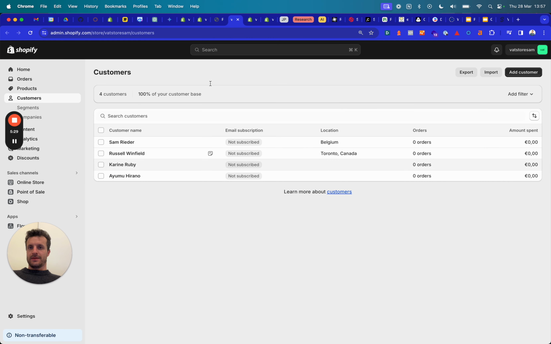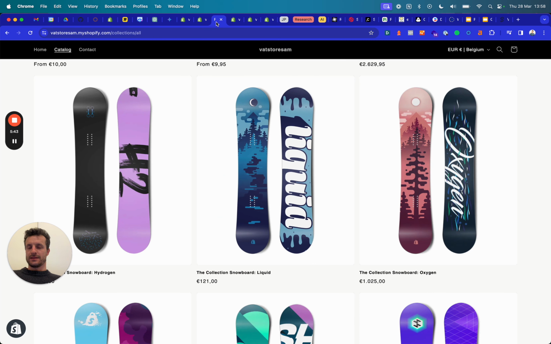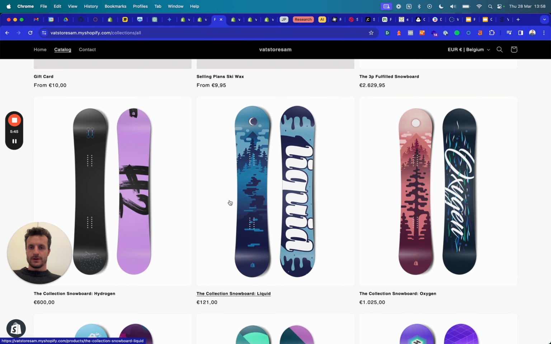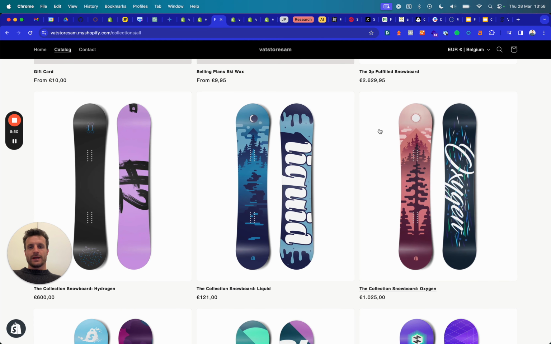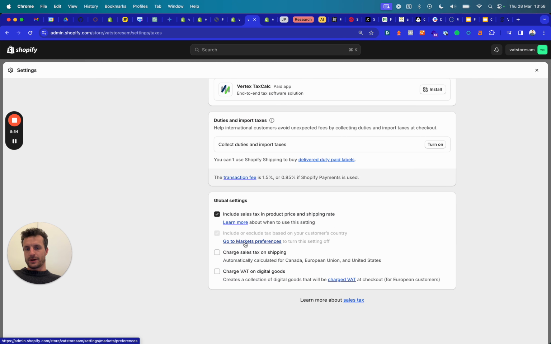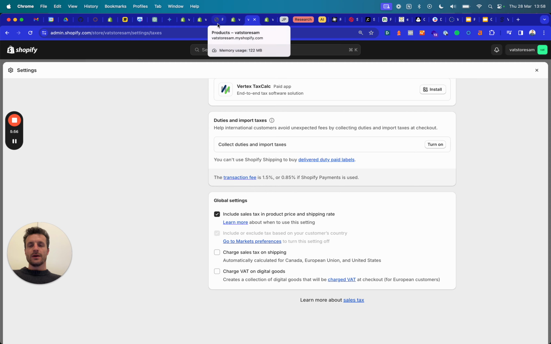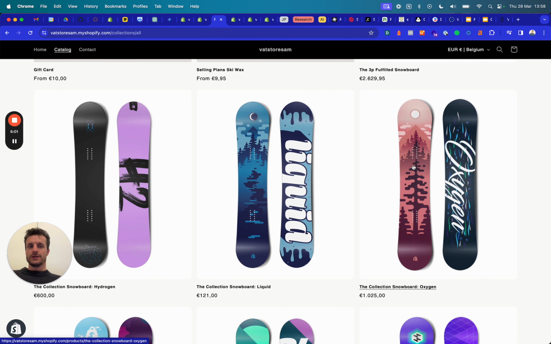But now we also set it up in such a way that if we go to markets, here you can actually see it already, that we checked the box that said include or exclude taxes based on your customer's country. Now, we all know that in different countries in Europe, people pay different VAT rates, right? So in this setting, when we have checked this box in the markets preferences, Shopify will always recalculate the price based on the country you are in.